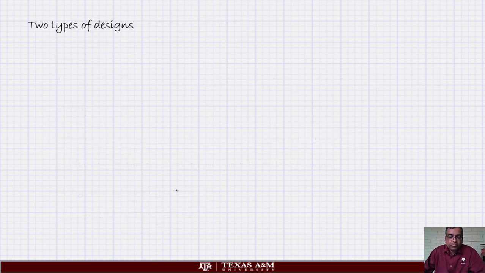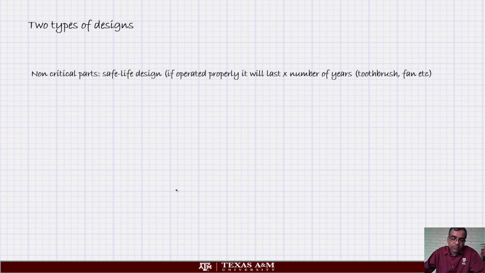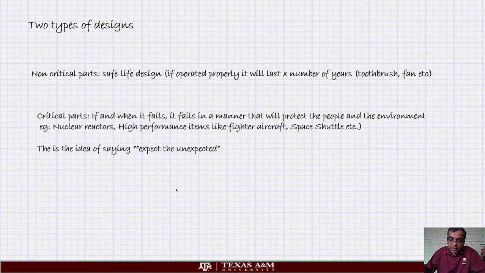Before we plunge in, I want to tell you that there are roughly 2 ways in which we deal with structural safety of designs. The first one is called safe life design, which is for non-critical parts. The idea is that if you operate it properly, it will last X number of years. For example, if you have a toothbrush or a fan or something like that, they will tell you safe life. The other one is what is called a fail-safe design.